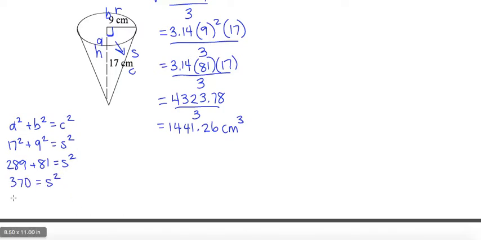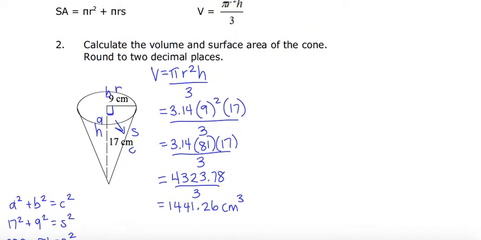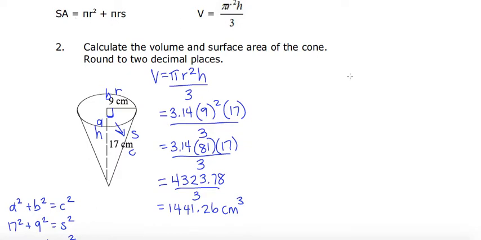To go from s squared to s, you need to take the square root of 370, because the opposite of squaring a number is square rooting a number. And this gives us a slant height of approximately 19.2 centimeters. So now that I've determined what my slant height is, I can use that in my formula for surface area. So if I come back up, the surface area is this formula right here.